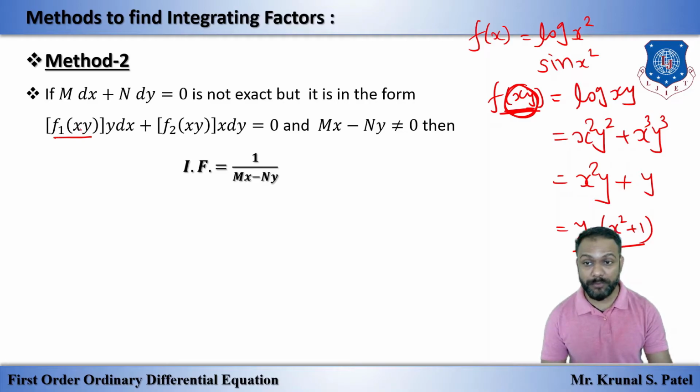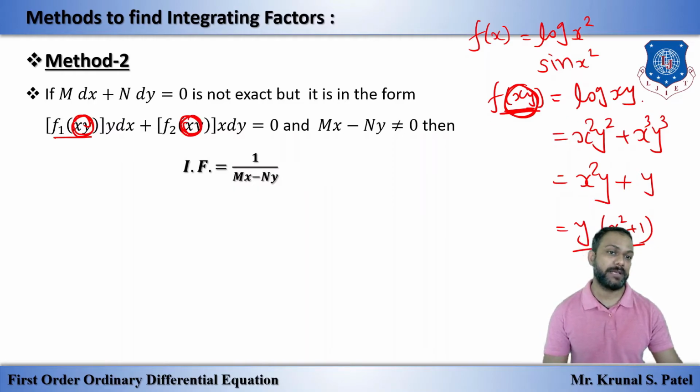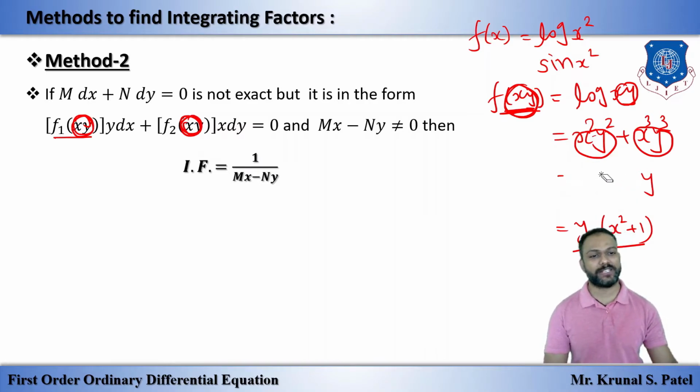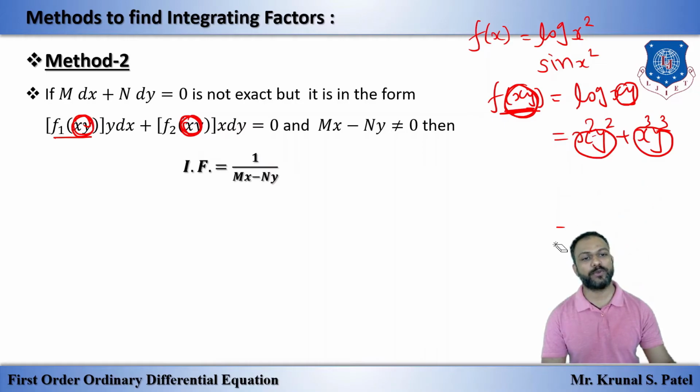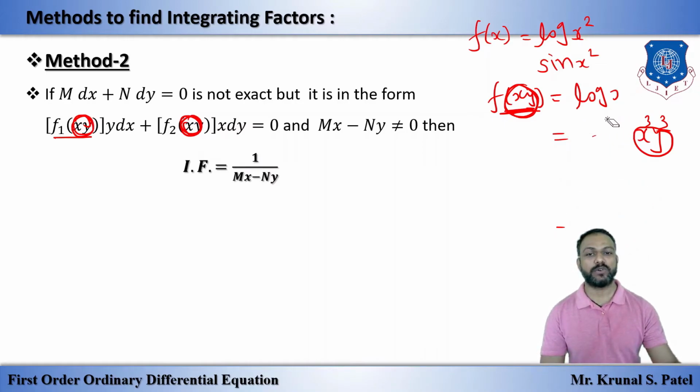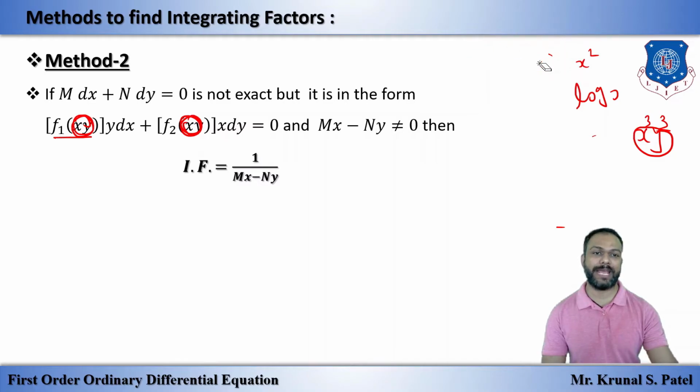Here there is no comma, it is x into y, just keep that in your mind. This is x into y whole square, x into y whole cube. But here it is not possible to write x into y whole square. That's why it is not a function of xy. So what is a function of xy? You have to remember that. So if we have this, then we can find IF by 1 upon Mx minus Ny.